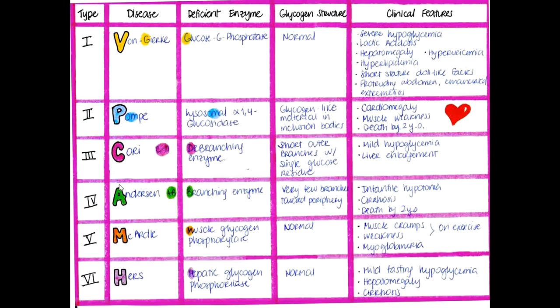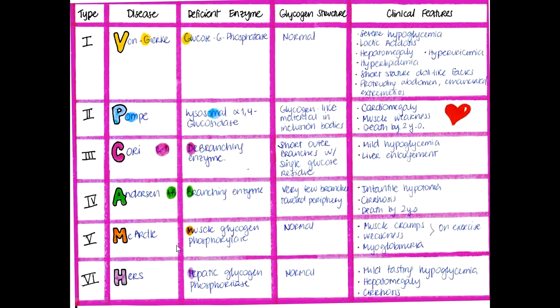There are different classes of glycogen storage disease based on the enzyme deficiency due to mutation in genes. Von Gierke's disease presents with severe hypoglycemia, lactic acidosis, hepatomegaly caused by deficient glucose 6-phosphatase. While Pompe is caused by lysosomal alpha-1,4 glucosidase deficiency, presents with cardiomegaly, muscle weakness, and death. Cori disease presents with mild hypoglycemia and liver enlargement. It occurs due to deficiency of debranching enzyme, while Andersen is due to deficiency of branching enzyme and presents with infantile hypotonia and cirrhosis.